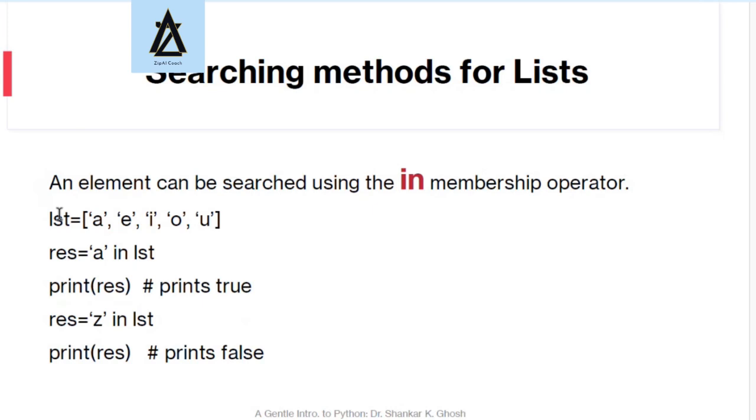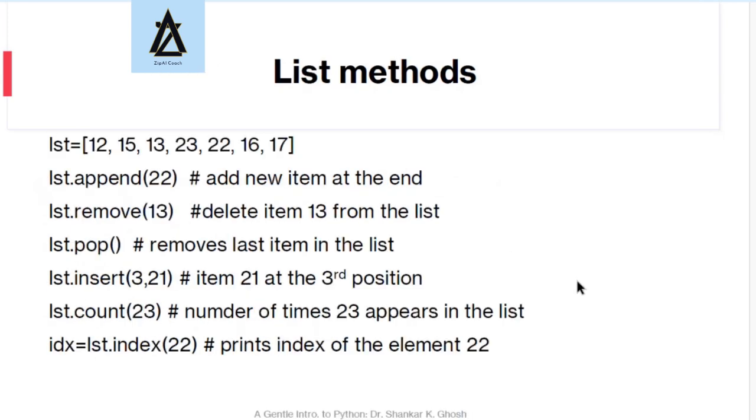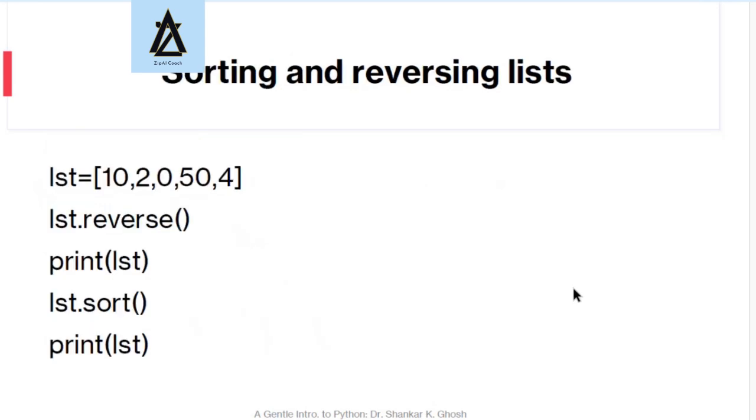For example, this is a list. If you write a in lst and then print the Boolean variable, it will print true. Why? Because that element is inside the list. Similarly, the next one. There are a variety of list methods: append to append an element, remove to remove an element, and methods to count elements and to print the index of the elements. A variety of methods are there. Some of them I have listed. The exhaustive list can be found in books and other documents.